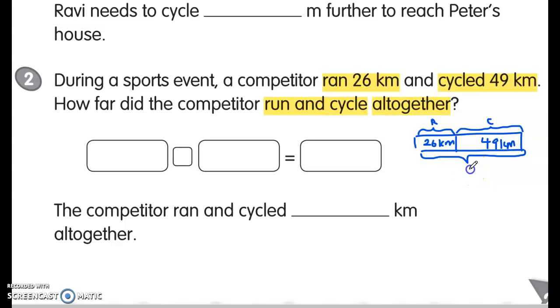How do we find altogether? So obviously, to solve this problem, we add. So very simple. 26 plus 49 equals to, so again, draw a line down with a ruler. Show all your workings on the right hand side.